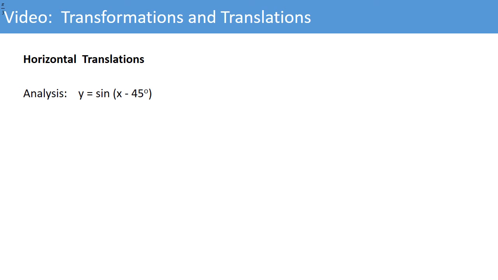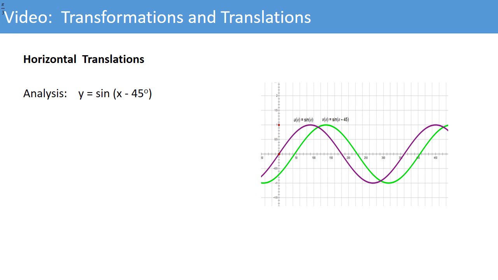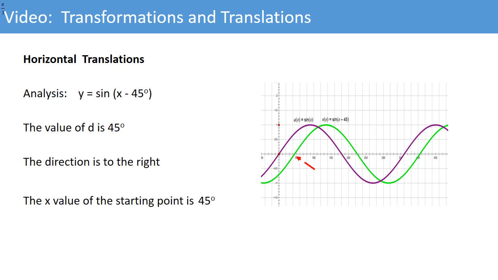Y equals sine x minus 45 degrees will be our example. We will note on our graph that it has shifted over by the value of d, 45 degrees. The direction is to the right. So if the bracket is x minus 45, that would be plus 45 as the direction. The value of the starting point is 45. The horizontal translation has been to the right 45 degrees.